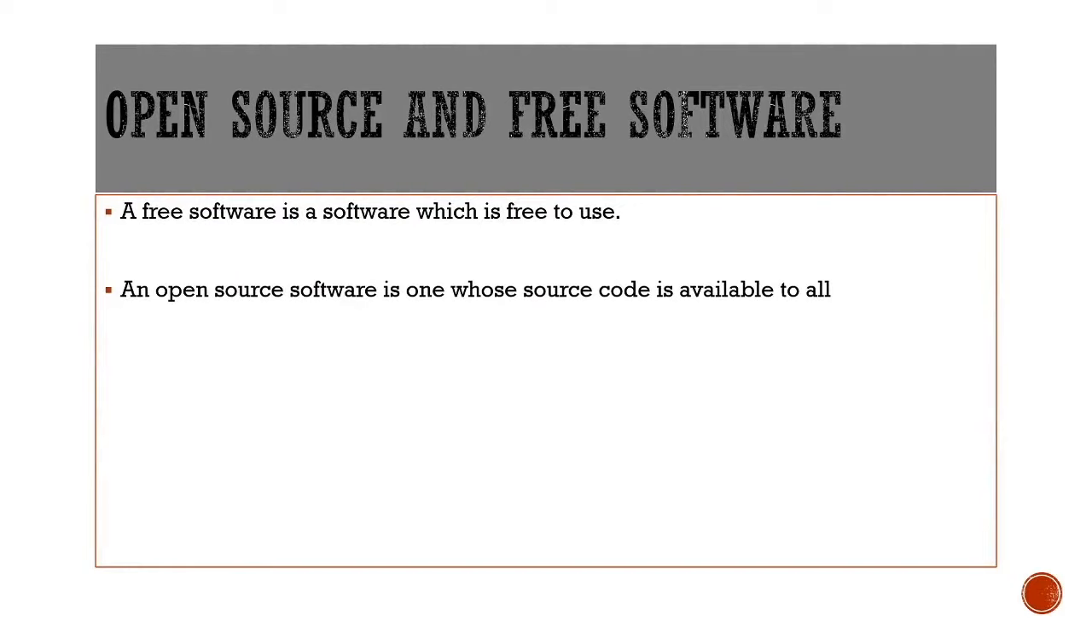Open source and free software. A free software is a software which is free to use for everyone, for which we do not pay anything. An open source software is the one whose source code or code itself is available to everyone.